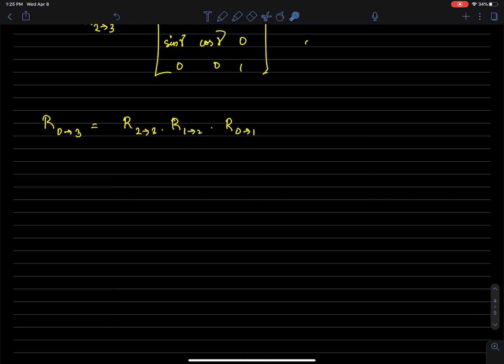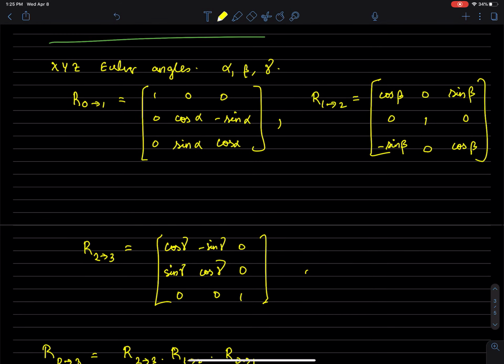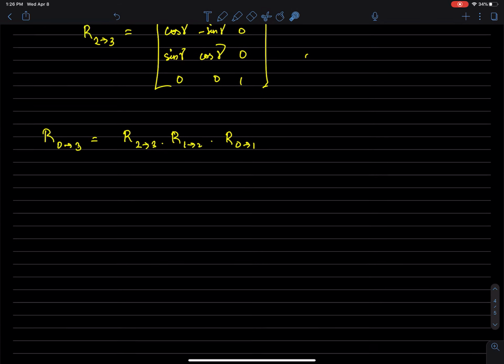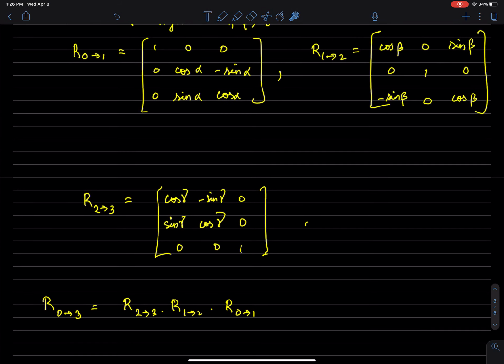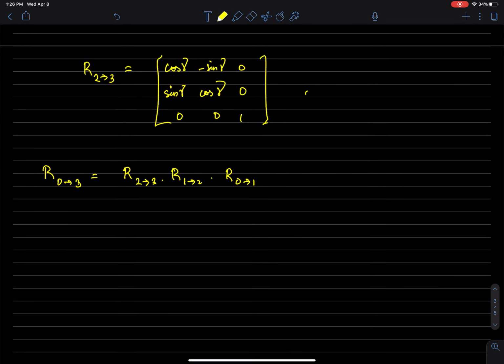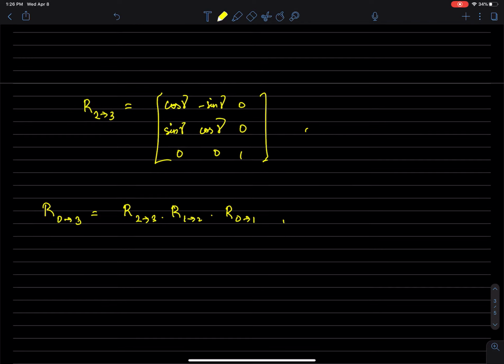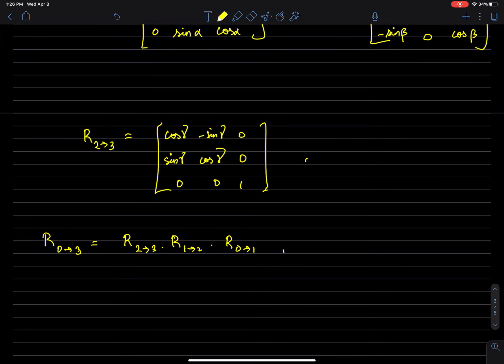And then the net rotation matrix is a product of these 3 individual rotation matrices in this particular order, right? So we have to maintain the order of rotations. If we do not, it will be a different Euler angle set. For Euler angles, the order of rotations matters a lot. Okay, so that's how we construct the full rotation matrix.